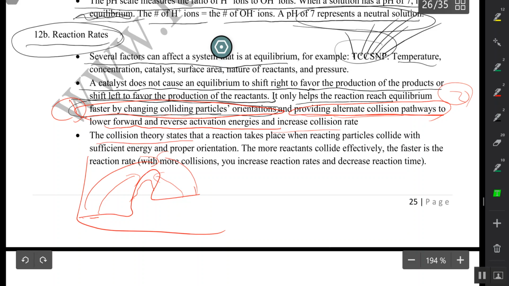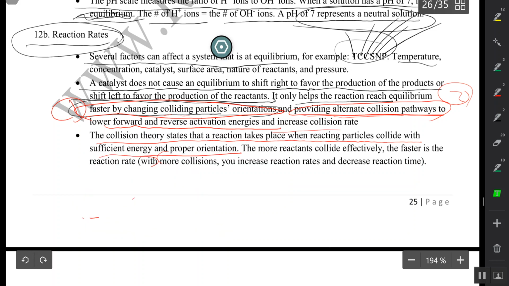The collision theory states that a reaction takes place when reacting particles collide with sufficient energy and proper orientation. So you're not going to have a chemical reaction unless the particles are colliding with sufficient energy and proper orientation. Think of you clapping. If your hands are not aligned correctly and you're not moving your hands with sufficient energy, nobody's going to be able to hear you clapping. So sufficient energy and proper orientation are necessary. The more collisions, the faster the reaction rate.